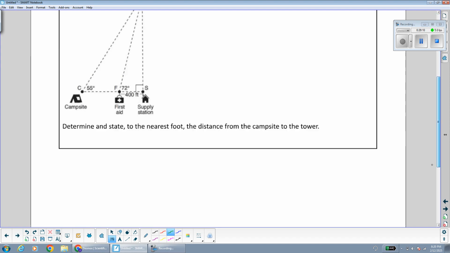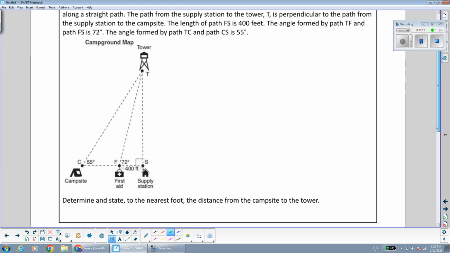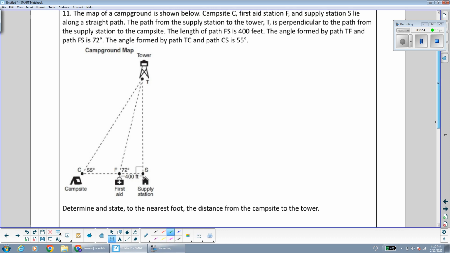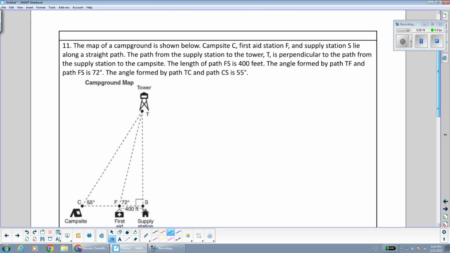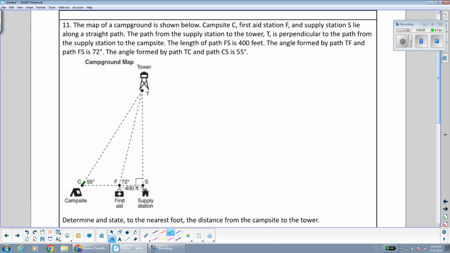Let's check this one out over here. It's the last one. What we need to find is the distance from the campsite to the tower. So we are looking for something different in this one. We're looking for that length, which is the length of the hypotenuse. Once again, we need right triangles.